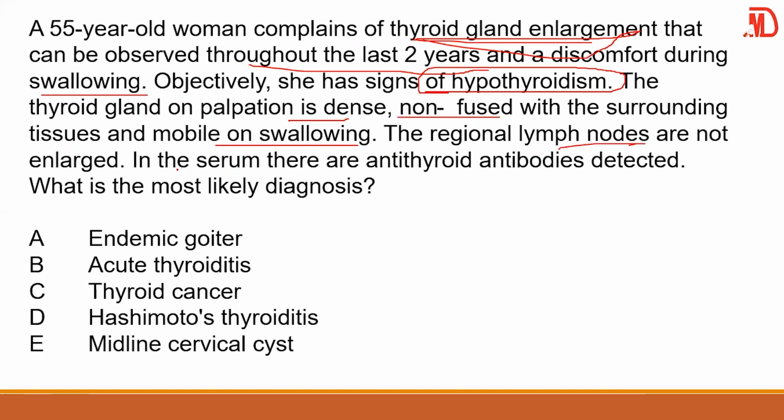Guys, look at this. In the serum, there are anti-thyroid antibodies. So that means that the thyroid is fighting against itself. And that disease is called what? Hashimoto thyroiditis, whereby the body's immune system begins to attack itself. So over here, we are definitely looking at Hashimoto thyroiditis. So your answer is D.